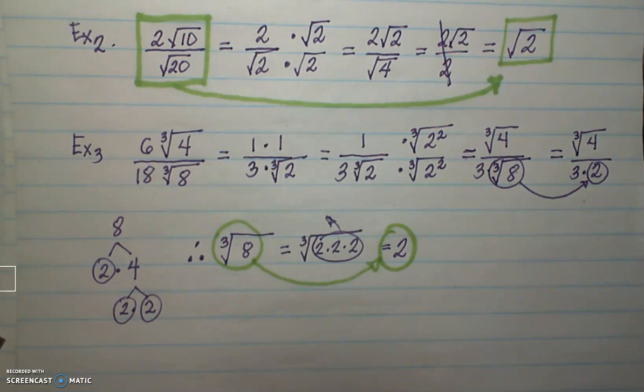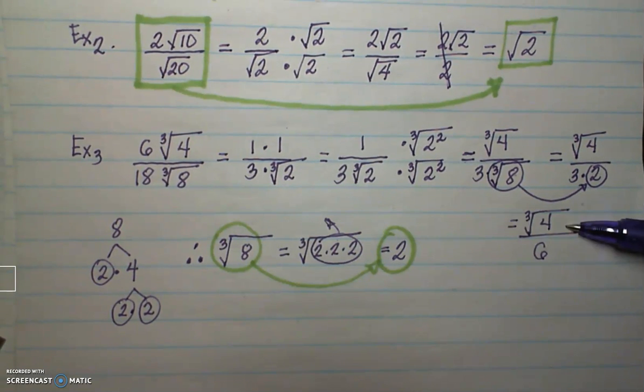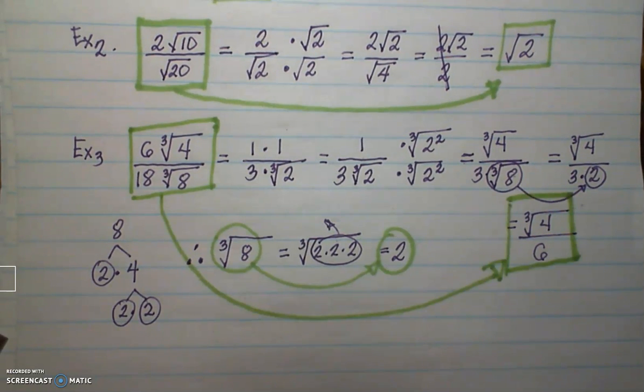We're not yet done. We're going to go ahead and multiply 3 times 2. So our final answer is cube root of 4 all over 6. So that concludes our lecture on operations on radicals, focusing on multiplying and dividing radicals. I hope that you have learned a lot today.